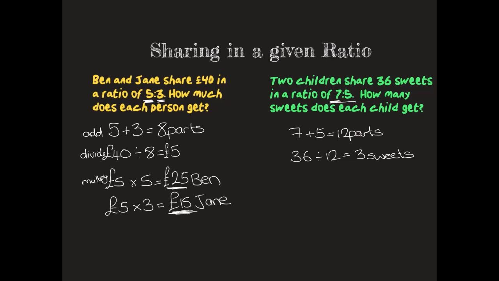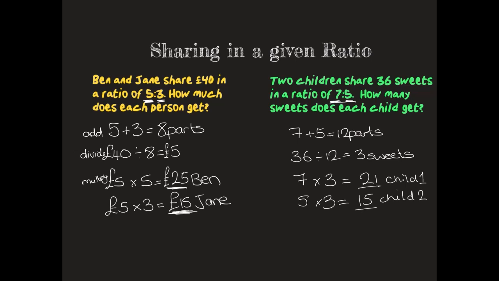Now the first child is going to get 7 of those. So 7 times by 3. And the second child is going to get 5 of those. So it's going to be 5 times by 3 sweets. So 7 times by 3 is 21. So that would be child 1. And 5 times by 3 is 15. So child 2 will get 15 sweets.